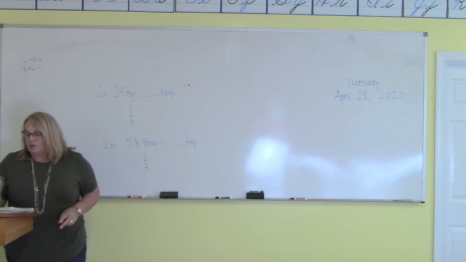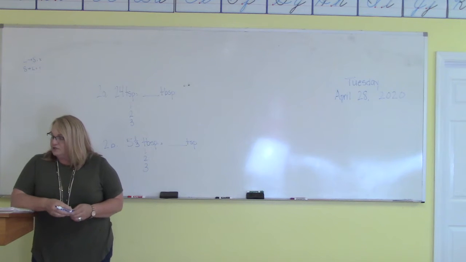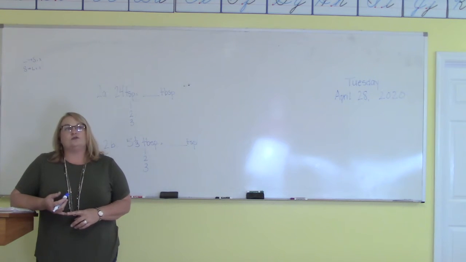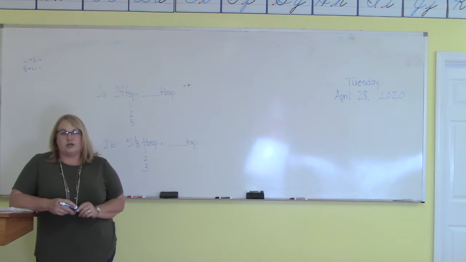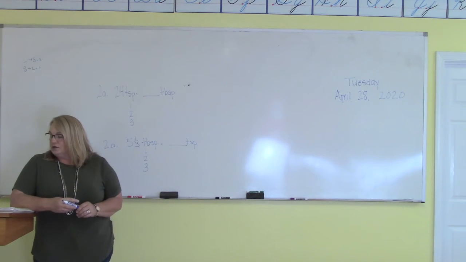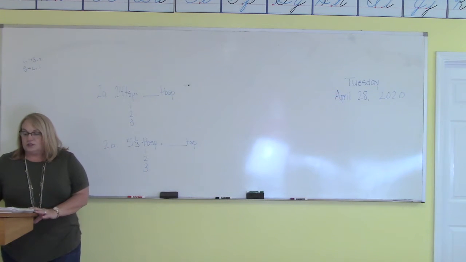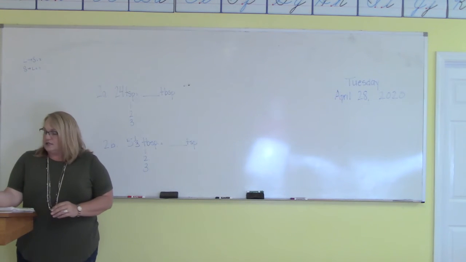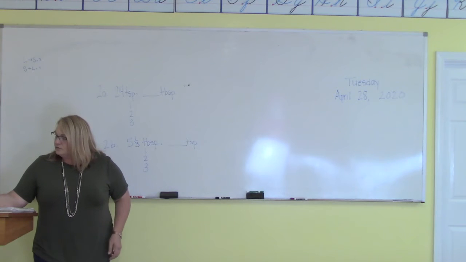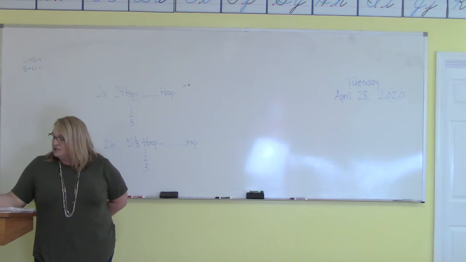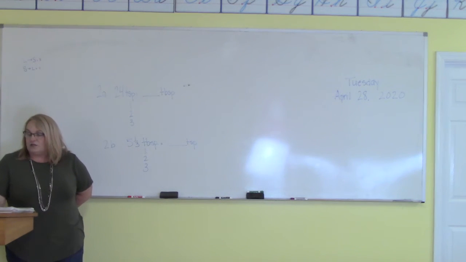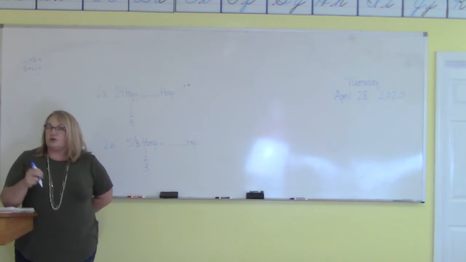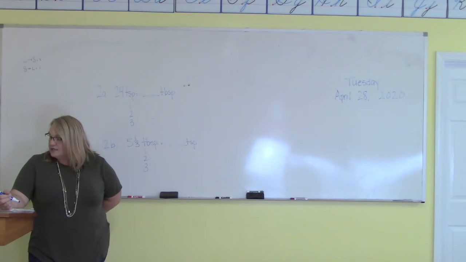B, 2 tablespoons equals how many teaspoons? Well, if there are 3 teaspoons in 1 tablespoon, you're going to multiply 2 times 3. So 2 tablespoons equals 2 times 3 is 6 teaspoons. C, 3 tablespoons equals how many teaspoons? There's 3 teaspoons in 1 tablespoon. So if you have 3 tablespoons, 3 times 3 is 9.